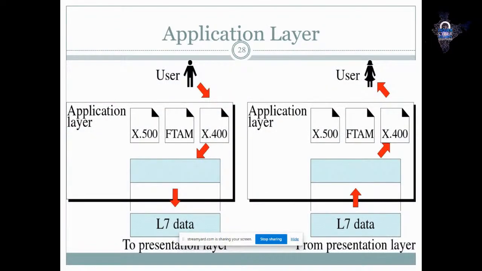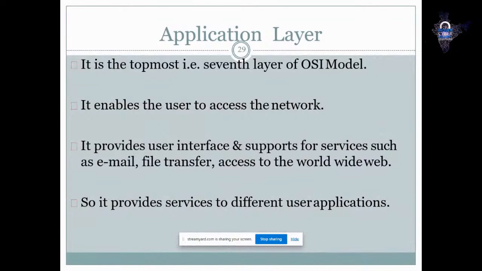And now it is the application layer. Application layer, every service or protocol, most of the protocols work in the application layer. It is the topmost layer, that is the seventh layer of OSI model, and it enables the user to access the network, and it provides user interface and every services or protocols.